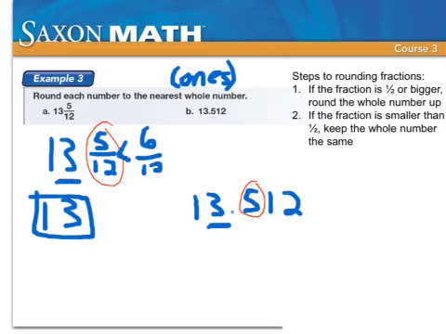So, again, we're going to keep the 1 the same. The 5 tells us to round the 3 up to 4. And since all we need is the nearest whole number, 14 is a whole number, we can just leave it. Okay, 14. Okay, let's keep moving on.